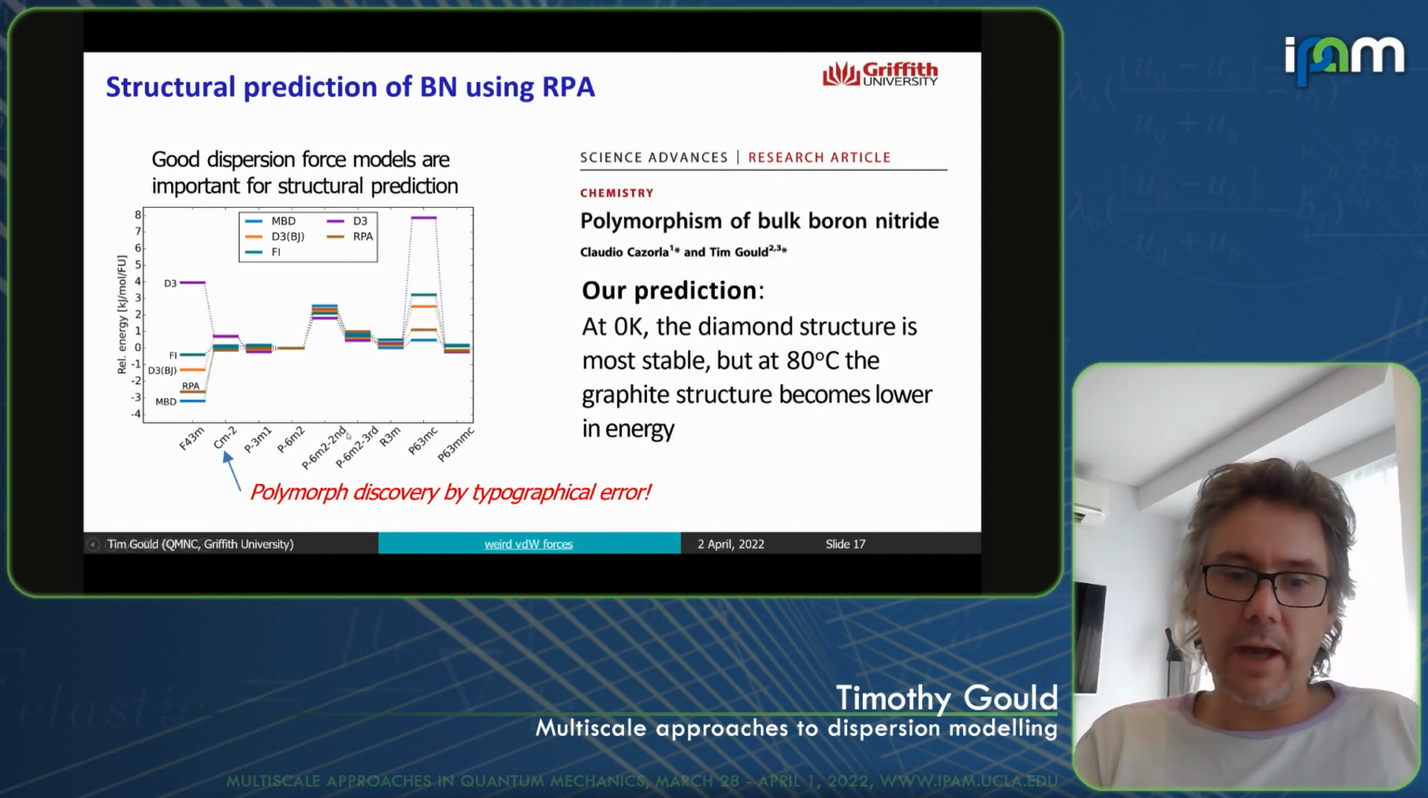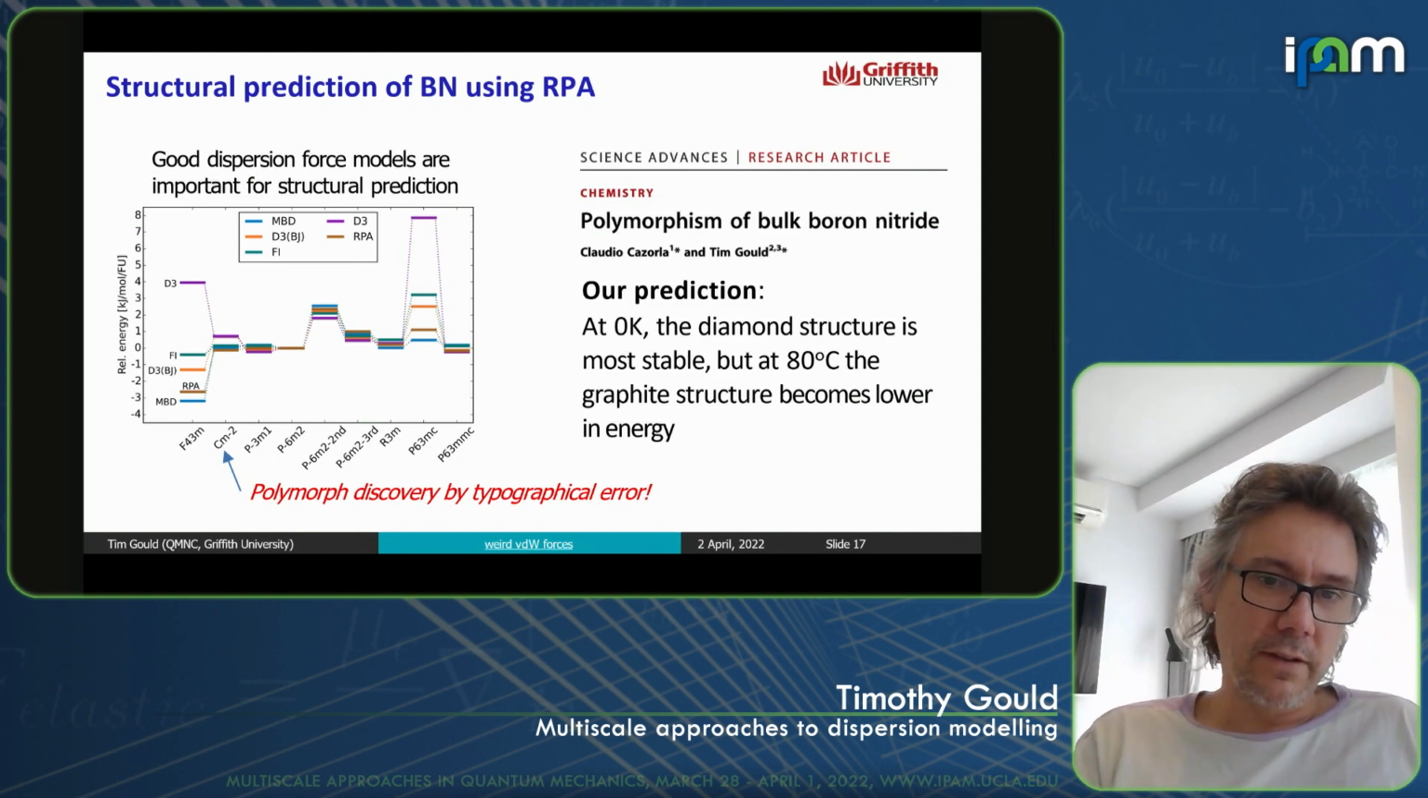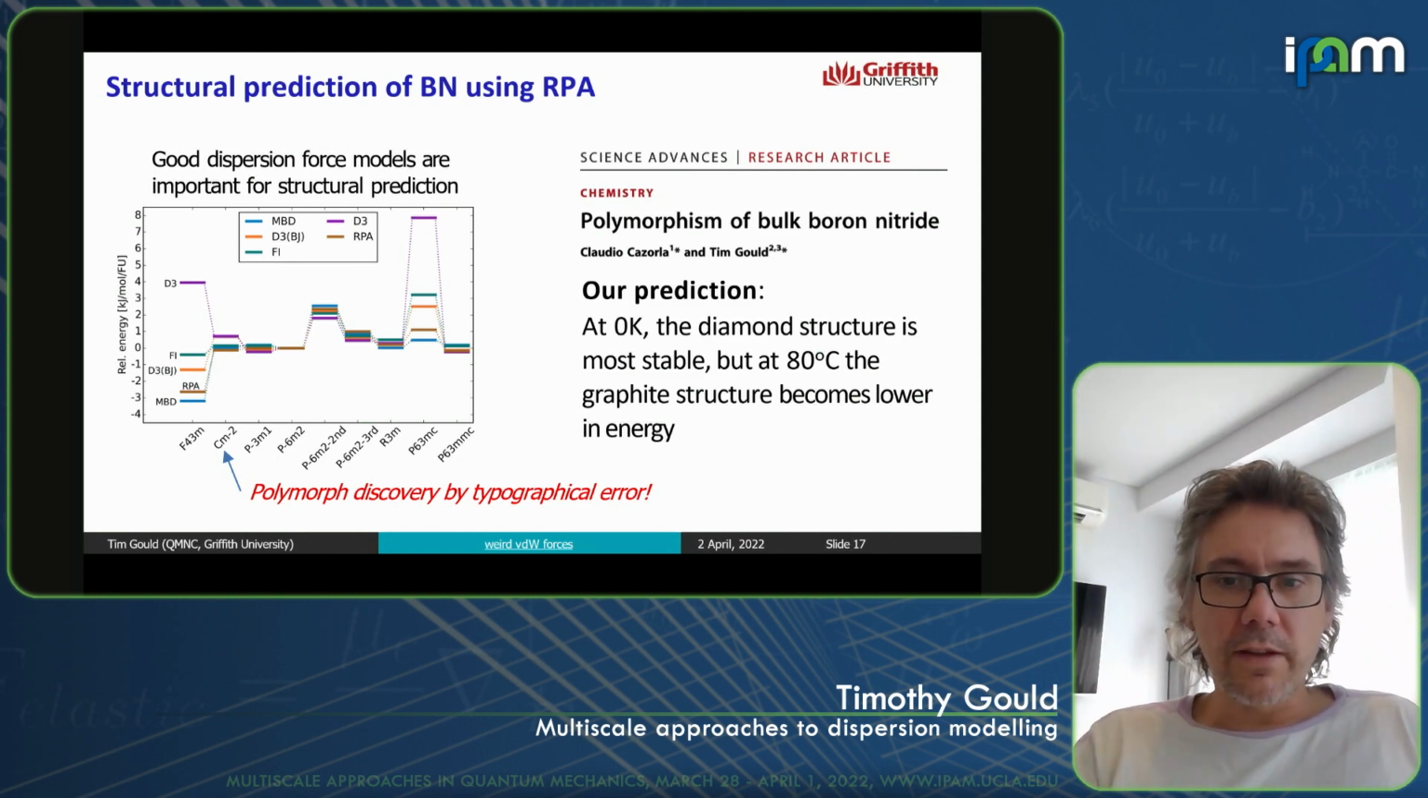There was another fun bit about that. This CM2 is a potentially new polymorph of boron nitride, which was discovered by typographical error. So that was good fun too. So this was wonderful.